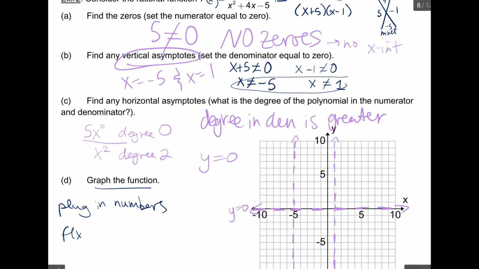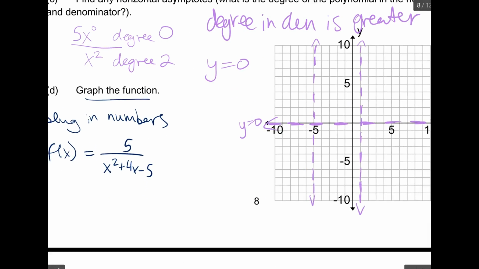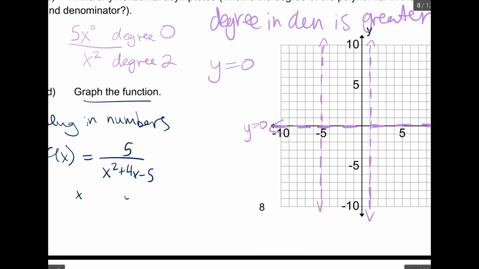I'm just going to write this so I don't have to scroll back up: 5 over x squared plus 4x minus 5. If I plug in 0, what is my y value? Negative 1. So I put a dot here. I have to follow the asymptotes. Remember, I can't cross them, so it goes down this way. I come up, I can't touch the asymptote, and I come back down that way.